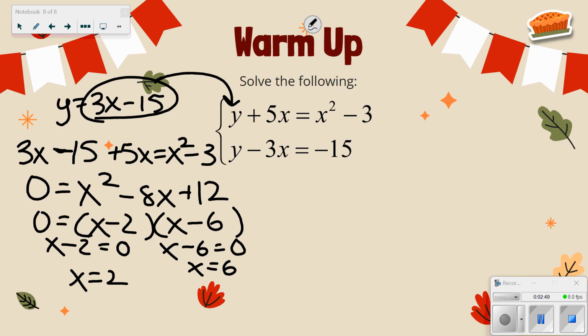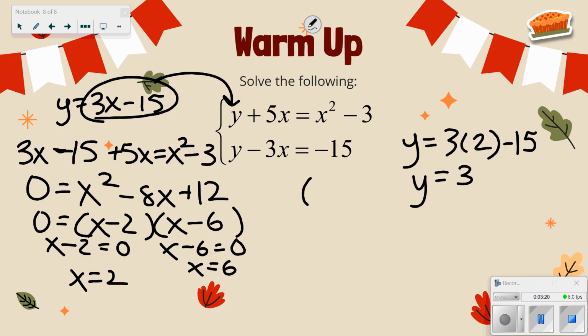y. So can I plug it into either of those equations? Yeah, but does one look way easier than the other? Which one's way easier? First or second? Yeah, second, it's a linear. So you already had y by itself. So your y is going to be equal to 3 times your x value minus 15. So, y here was 3, right? So then what's our ordered pair?